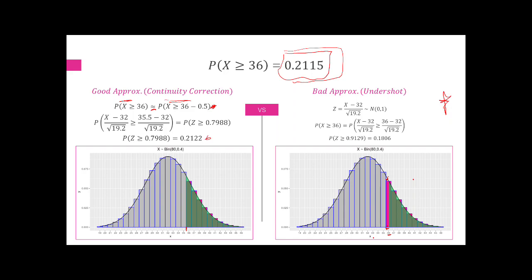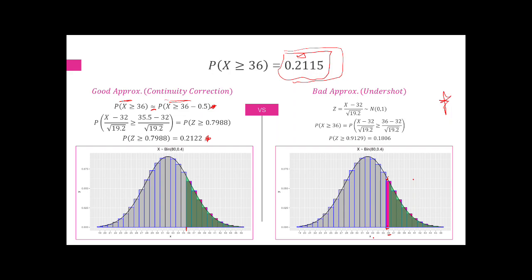So this is a much better approximation. It's got 2 digits of accuracy rather than 0 in the first case. So this is a much better approximation with the continuity correction. So the continuity correction is this adding or subtracting 0.5. We subtracted in this case, but we'll see sometimes we add, sometimes we subtract, and there's a way to go about thinking about it. Okay, so this was the greater than or equal to case. Now we're going to go to the greater than case.